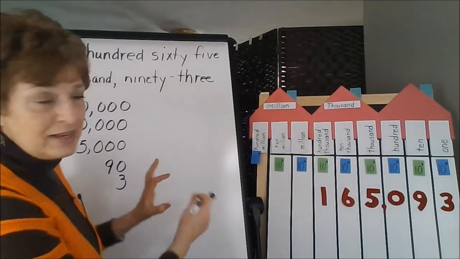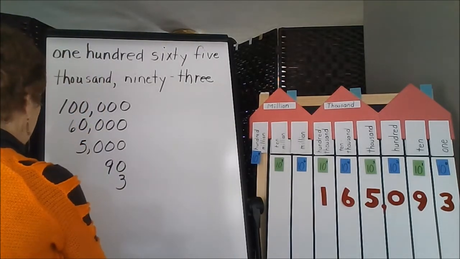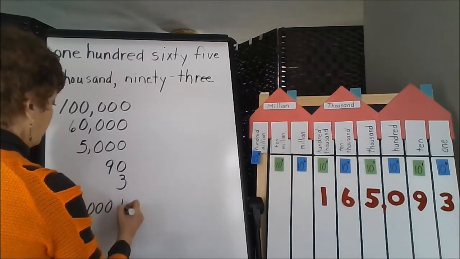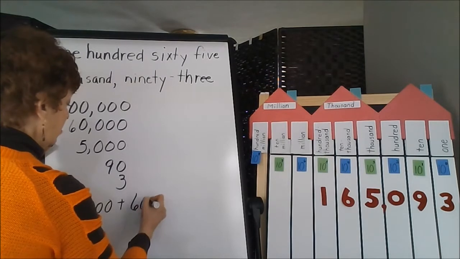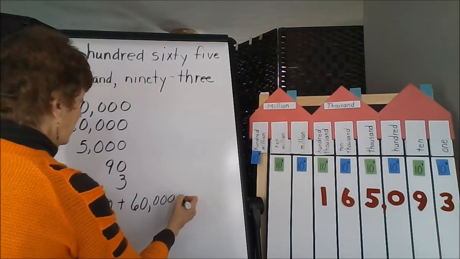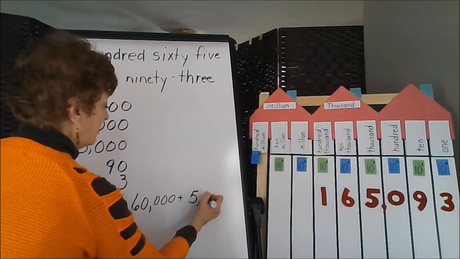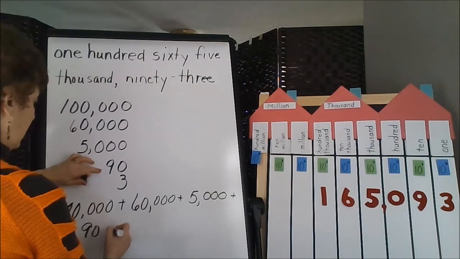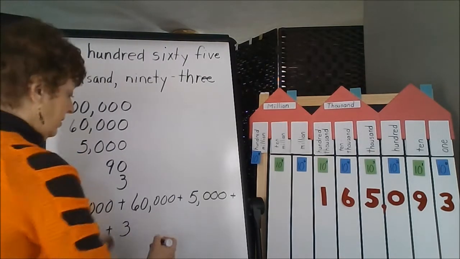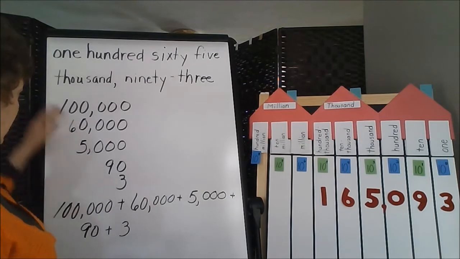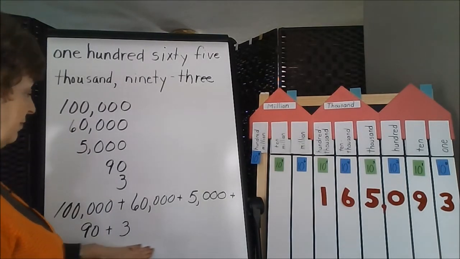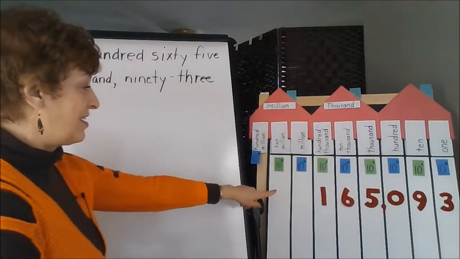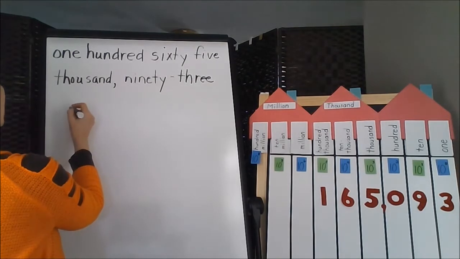We could also take our expansion horizontally and say 100,000 plus 60,000 plus 5,000 plus 90 plus 3. This is how it would look if we went vertically. This is how it would look if we went horizontally.